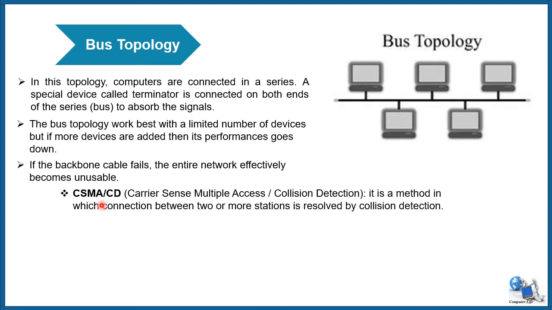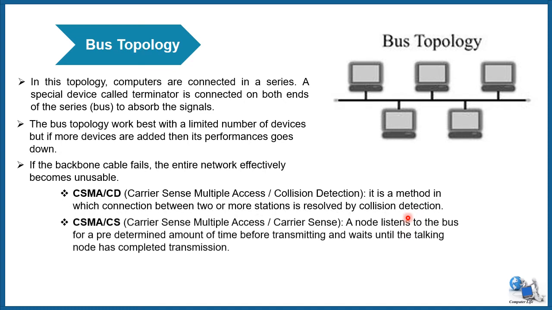So CSMA/CD means Carrier Sense Multiple Access Collision Detection. It is a method in which the connection between two or more stations is resolved by collision detection. Because of the series format it may give you collision problems, but due to the CD the collision problem is resolved. The next is CS, which means Carrier Sense Multiple Access Carrier Sense.